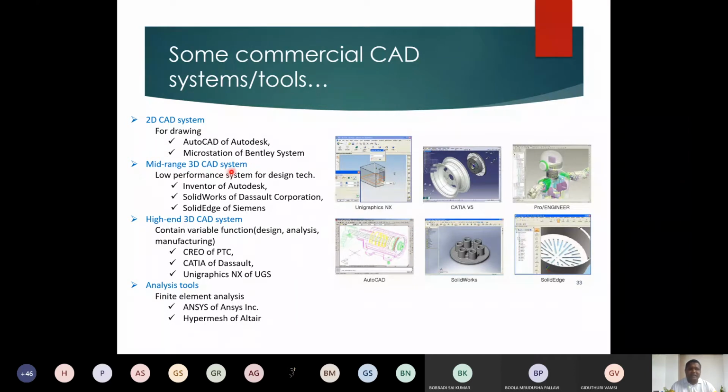And now there are mid-range 3D CAD systems. All these words you can remember. These are all different CAD tools. In our CAD lab we also have plenty of these tools, which you can make use of in your projects or in the subsequent lab you are going to learn. So mid-range 3D CAD systems are there: Inventor, I think we have Inventor also, SolidWorks of Dassault, and Solid Edge of Siemens. These are all mid-range.